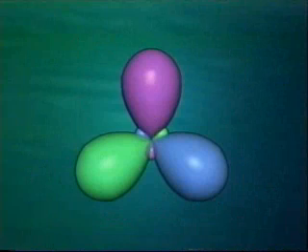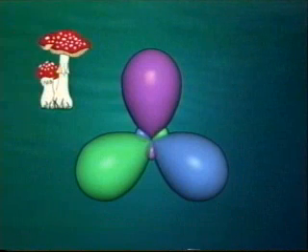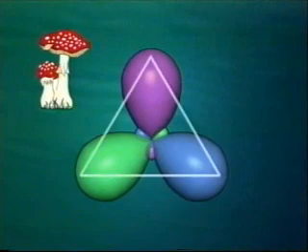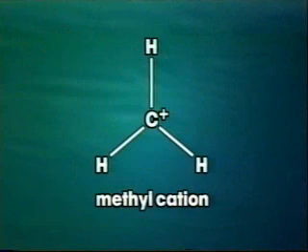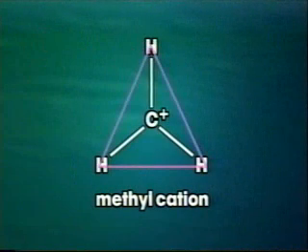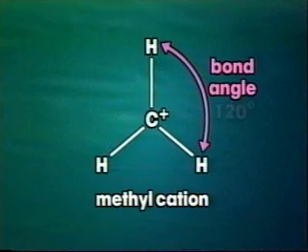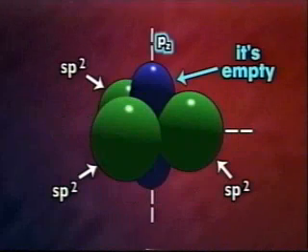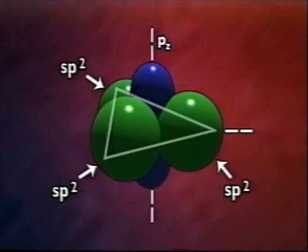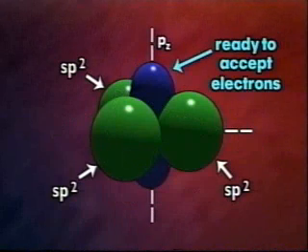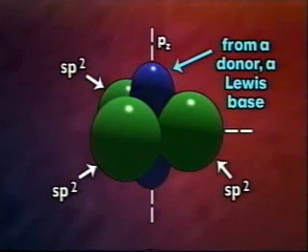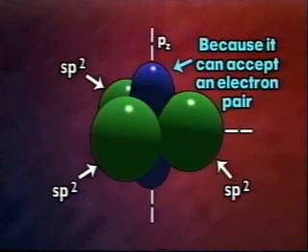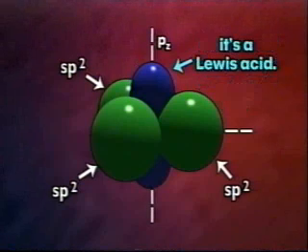Each of the 3 sp2 orbitals looks like a distorted mushroom pointed toward the corners of an equilateral triangle. This gives the methyl cation its particular trigonal shape and its very specific carbon-hydrogen bond angles of 120 degrees. What about the unused 2pz atomic orbital? It's empty and lying perpendicular to the cation's trigonal plane, ready to accept a pair of electrons from a willing donor, a Lewis base. Because it's in the position to accept a pair of electrons, it is a Lewis acid.